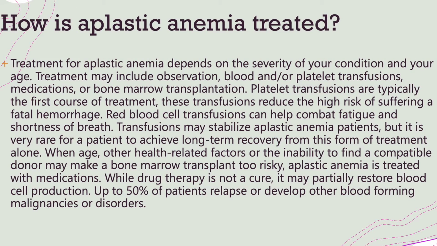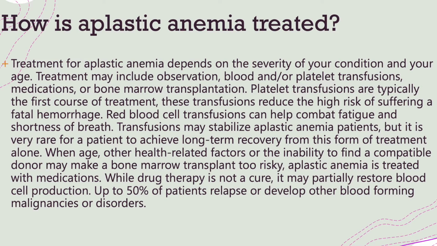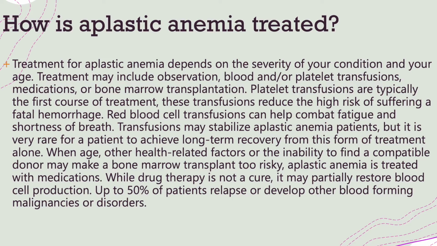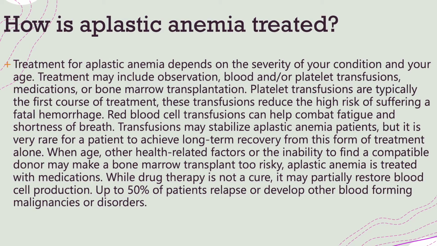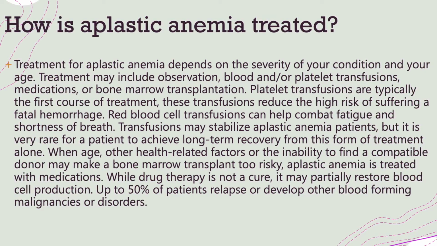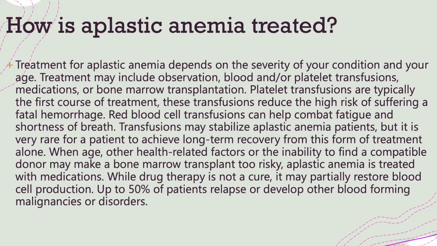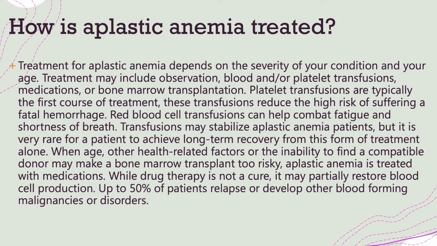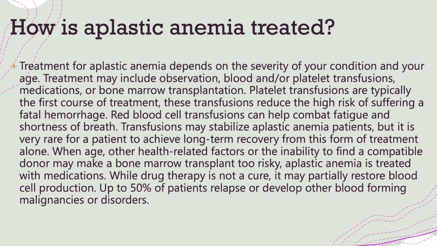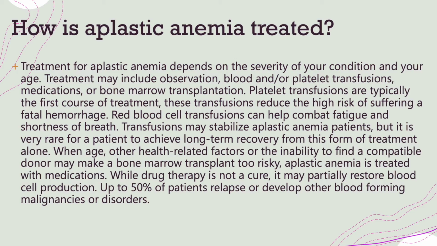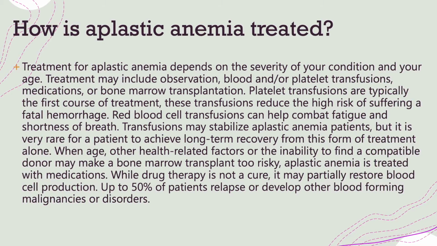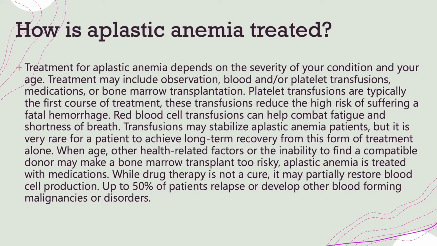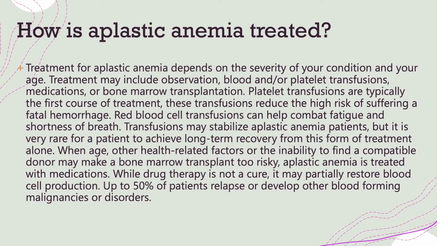How is aplastic anemia treated? Treatment for aplastic anemia depends on the severity of your condition and your age. Treatment may include observation, blood and/or platelet transfusions, medications, or bone marrow transplantation. Platelet transfusions are typically the first course of treatment. These transfusions reduce the high risk of suffering a fatal hemorrhage. Red blood cell transfusions can help combat fatigue and shortness of breath.